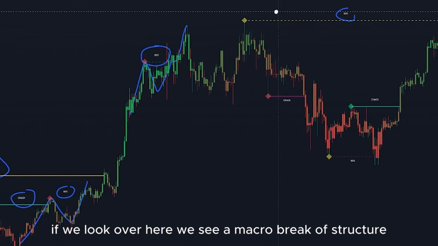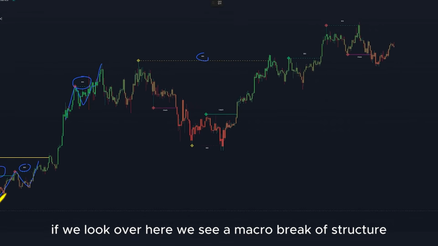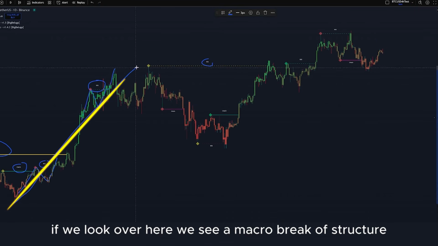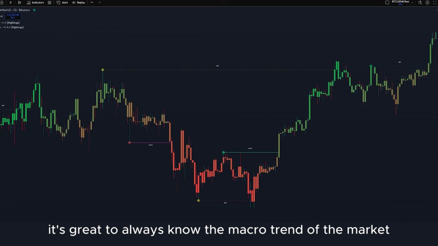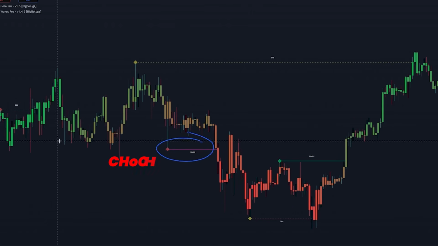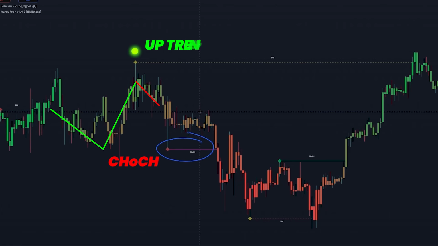If we look over here, we see a macro break of structure, and this is referring to the macro trend, of course. We were already in an uptrend. We came over to here, we came down, and then we broke above the previous high here, and we continued on our uptrend, which is very nice to know. It's great to always know the macro trend of the market. But on the more lower micro trend, we had a bearish change of character because the market went from an uptrend to a bearish downtrend on a shorter time frame.